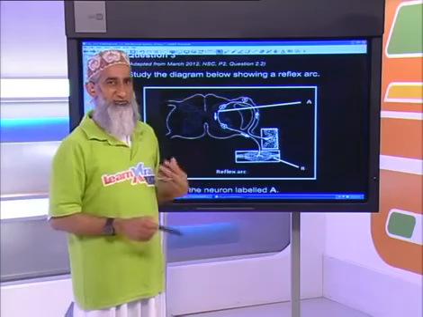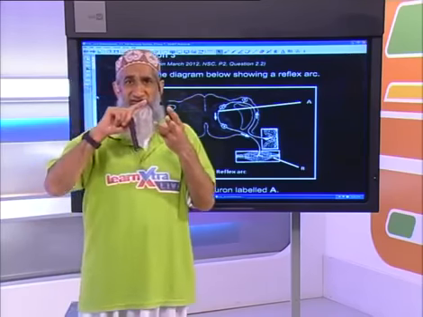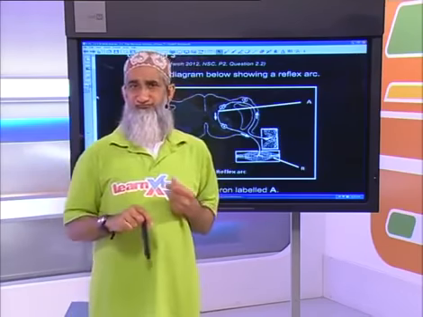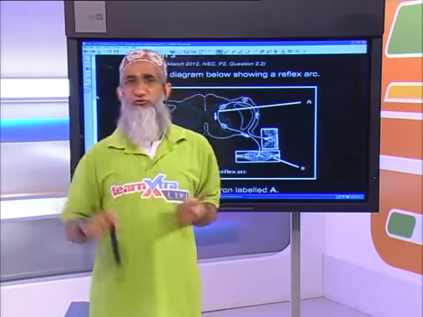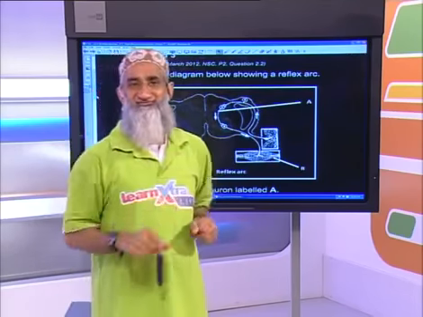What are the components of this? We need a receptor. We need a sensory neuron. We need a part of the central nervous system. We need a connector neuron, we need a motor neuron, and we need an effector.